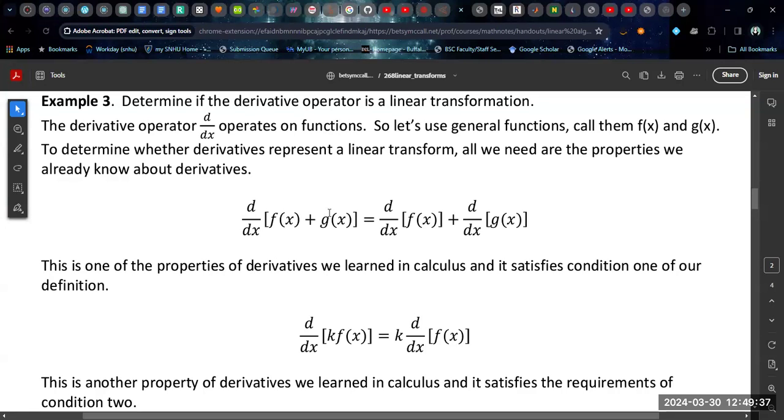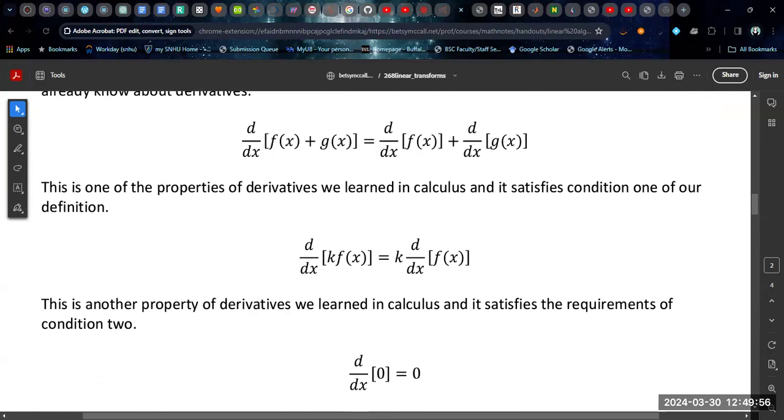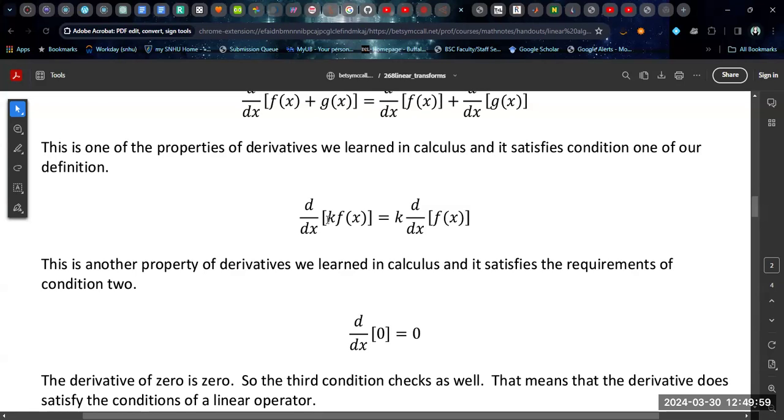So if I take the derivative of a sum of two functions, it is the case that I can distribute the operator and I can take the derivative of one function and then add it to the derivative of the other function. This is already a property that we know, and so this satisfies our first condition. And same thing for our second condition. If I have a function multiplied by a scalar, it is okay to take the scalar out and then take the derivative of the function and then apply the scalar. And that is a property that we know from calculus. And this satisfies our first two conditions that are required.